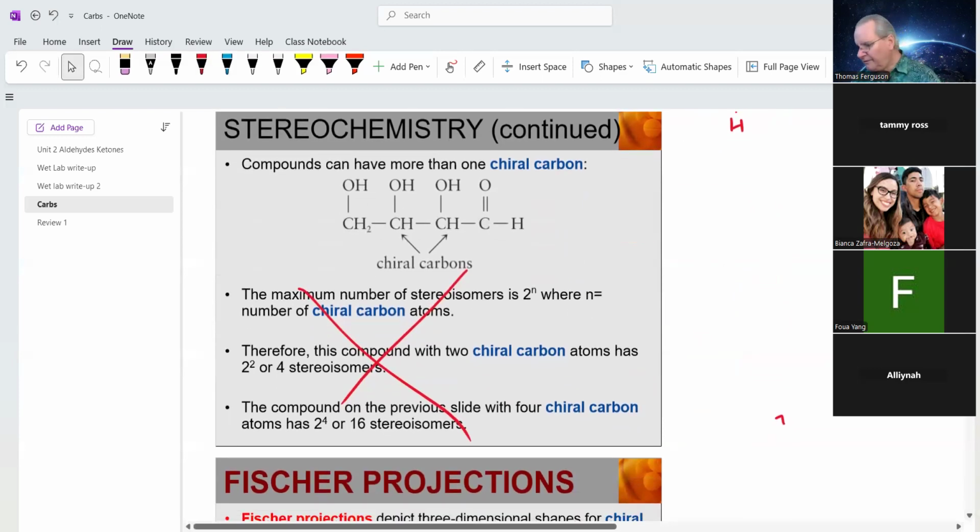Now there's a formula for figuring this out. I don't want you to worry about that. The main thing is the concept that if there's a chiral carbon available, you have D and L forms.